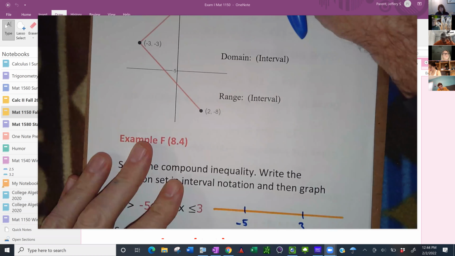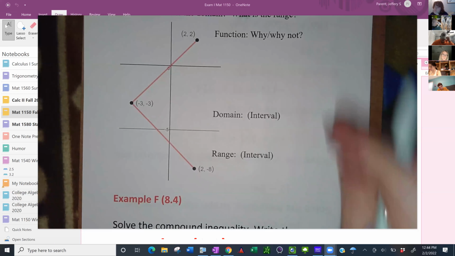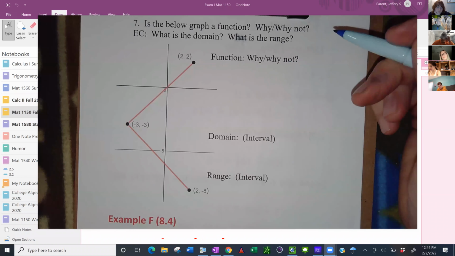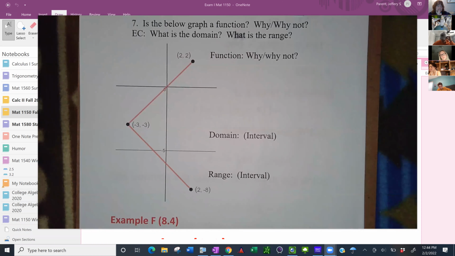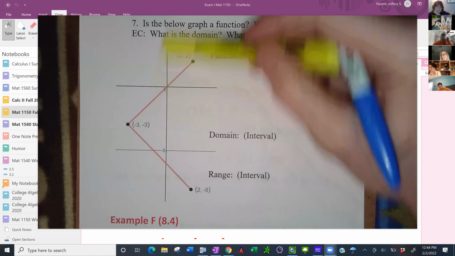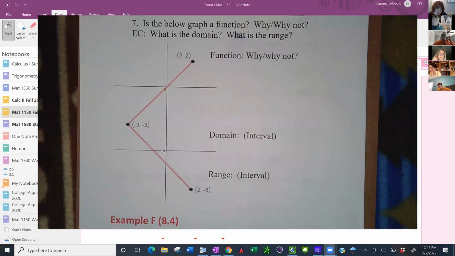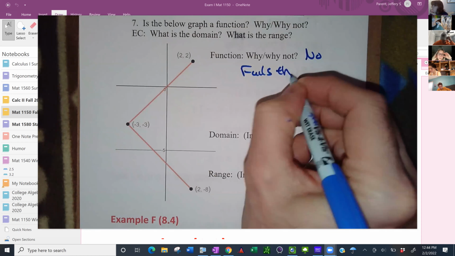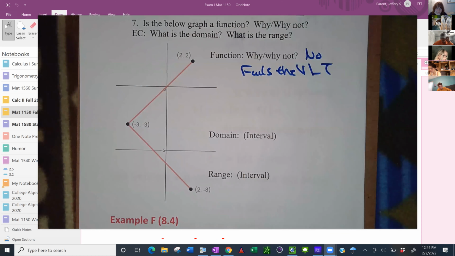So to review domain and range again, let's take a look at this example. First things first, is this a function? Yes or no? No, I got to vote for no. Do you agree? And if so, why? It doesn't pass the vertical line test. Perfect. Fails the vertical line test. If you draw vertical lines through this graph, a lot of them are going to intersect it twice. So it's no, fails the VLT. That's what I'm looking for when I ask you a question like this on the exam.